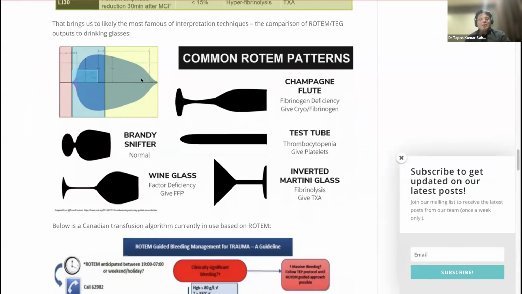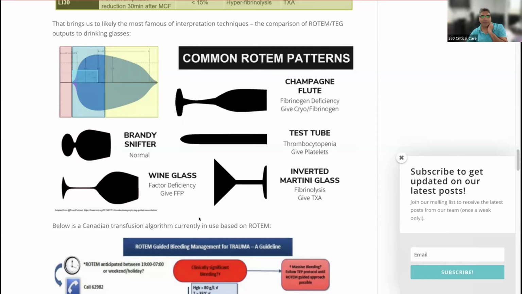But I think after your elaborate discussion, the candidates would now be more clear about the structure and how to approach. Also this is the different champagne bottle, the glass, and you can guess what is happening. So these are the common ROTEM patterns. This is the brandy snifter, the normal format. Then if you have factor deficiency, your clotting time will be prolonged, as you can see here, before it goes up. So the clotting time is prolonged, the stem of the champagne glass.